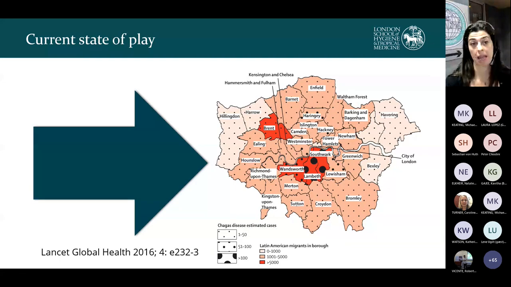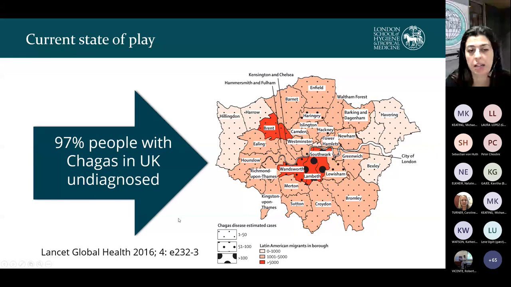And what's the current state of play in terms of Chagas diagnoses? Well, this is a figure taken from a paper published a few years ago in which the authors looked at the actual number of diagnosed cases of Chagas, which at the time was 41, and compared that to the expected number based on country of birth prevalence estimates, albeit they're quite crude. And they estimated that 97% of people with Chagas in the UK are actually undiagnosed. And we know that since this paper was published, that situation's got worse, not better, because the population has grown. And until very recently, we hadn't diagnosed many more new cases of Chagas.